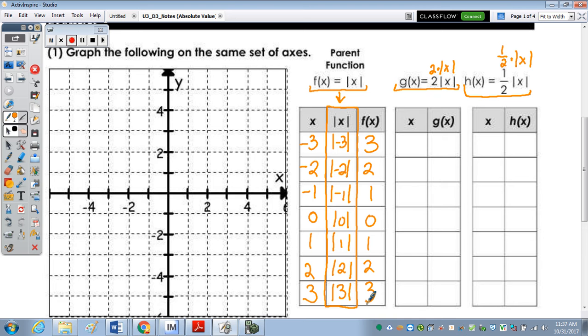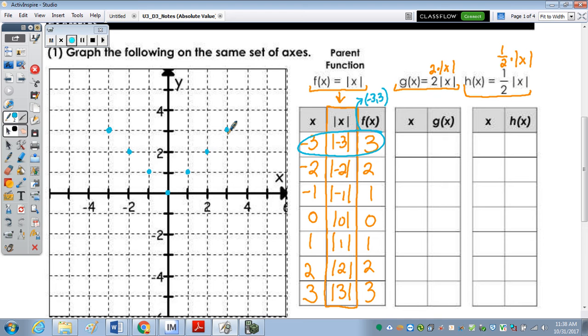So the points that we're going to plot now, if you get rid of that column and just look at the x, f of x, this right here would be the point -3, 3. So let's plot that point. Left 3, up 3. And then -2, 2 is the second. -1, 1. Right there at the origin, 0, 0, 1, 1.